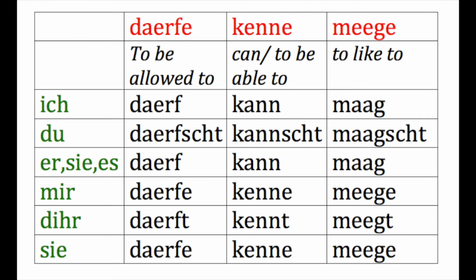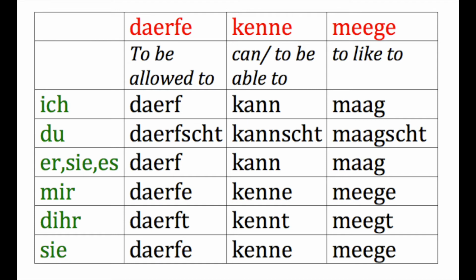Then it changes back to an E for the plurals. Mir kenne, dir kennt, sie kenne. And what you'll find is when modals do change spelling, the spelling always changes in that ich, du, and acs forms.